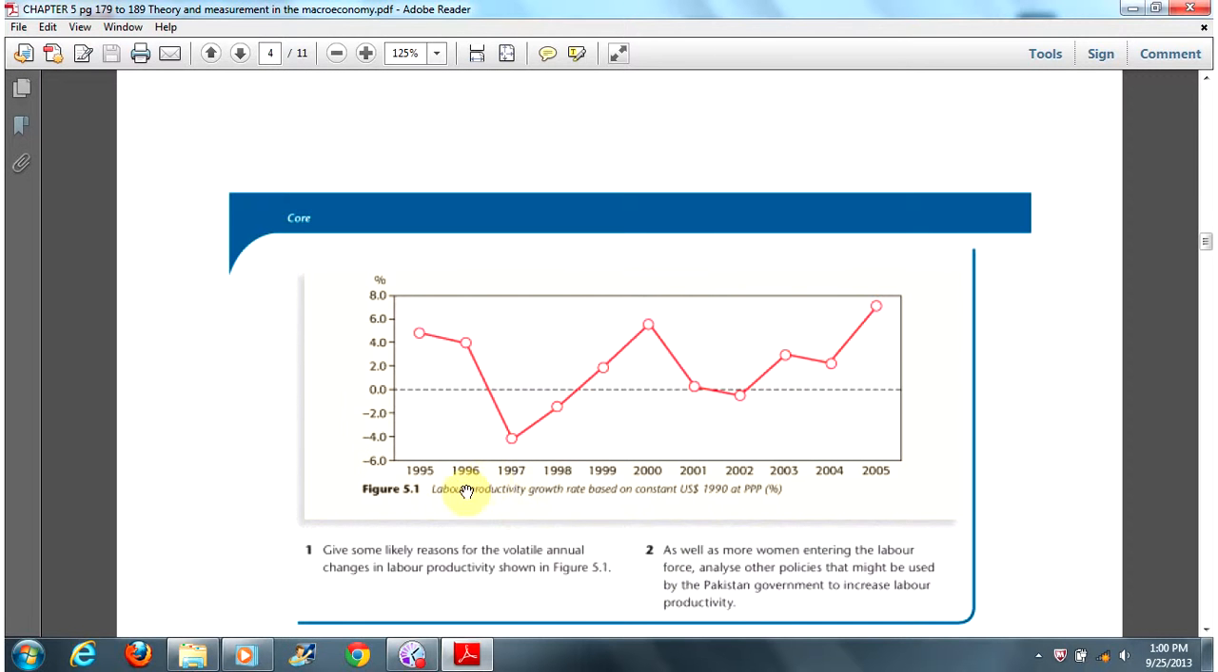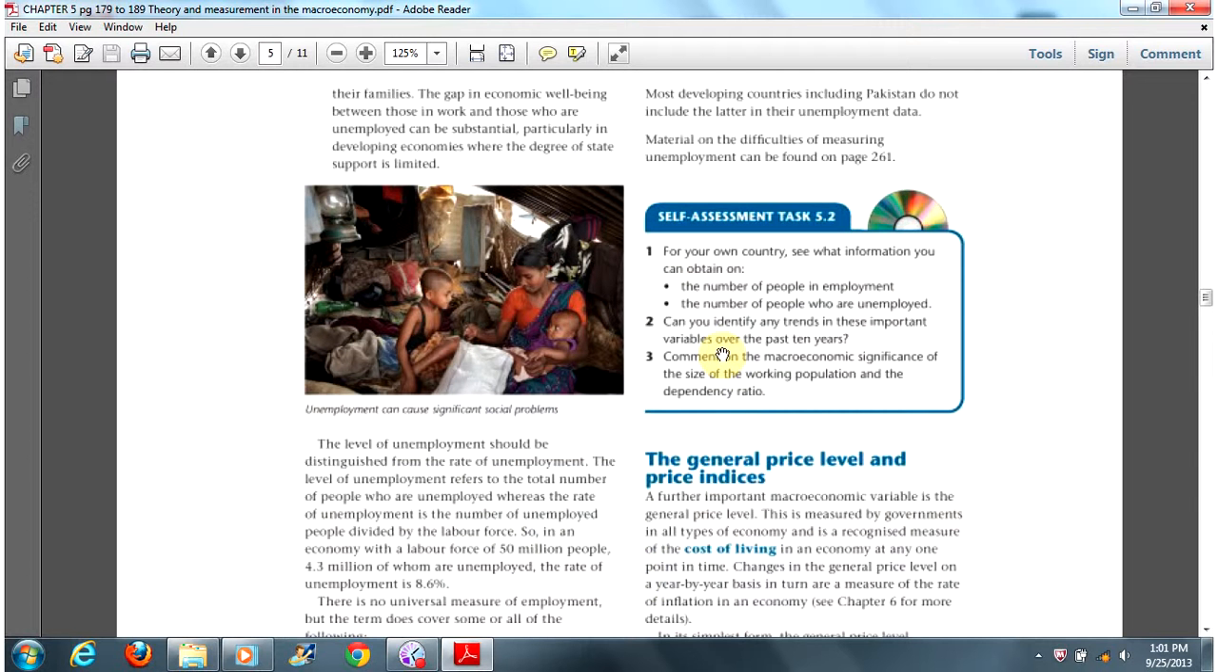Figure 5.1. Labor productivity growth based on constant U.S. dollars, 1990 to PPP, percent. This is the percentage. This is the labor productivity. Give some likely reasons for the volatile annual changes in labor productivity shown in Figure 5.1. Specifically, why does it change so radically between these time periods? As well as more women entering the labor force, analyze other policies that might be used by the Pakistan government to increase labor productivity.